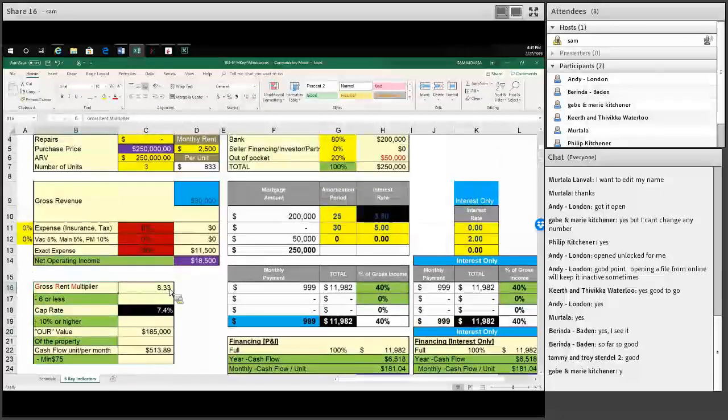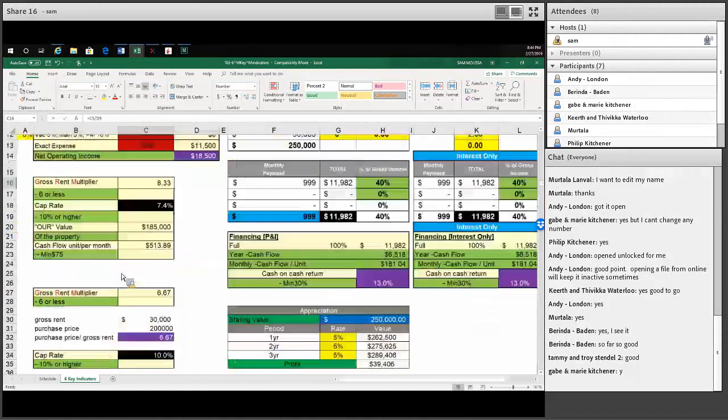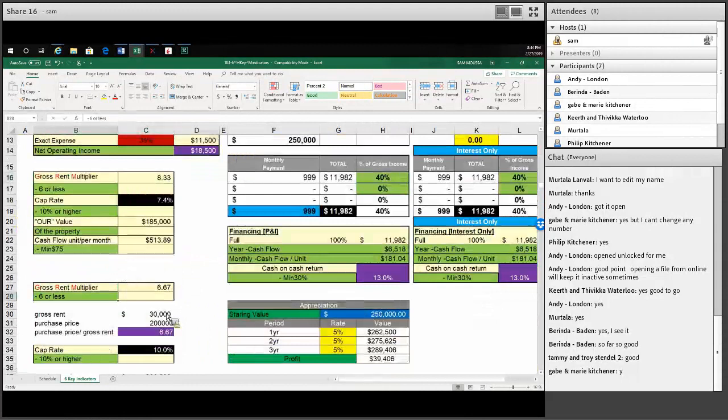Okay, good. All right, so let's go down to here, these indicators and what they mean. The indicators that we see here are telling us some information about the property already. So gross rent multiplier, you can see that we like to see it 6 or less. It says 8.33. What does that mean? Who cares? What is gross rent multiplier? Well, gross rent multiplier is a quick and fast way to understand if a property is an opportunity.